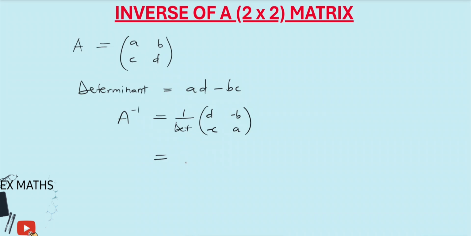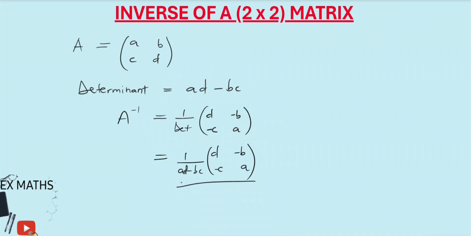Then let me write our determinant. That will be 1 over AD minus BC. Then D, minus B, then minus C, then A. So that will be our inverse in general form.